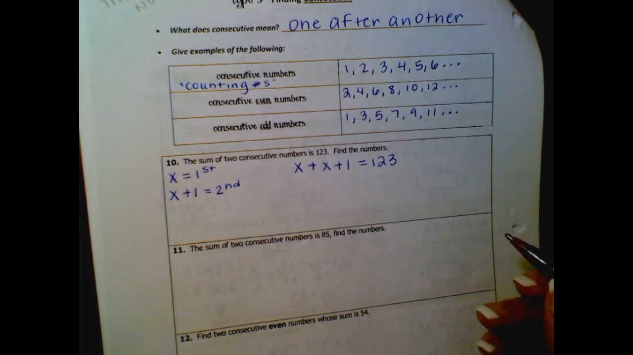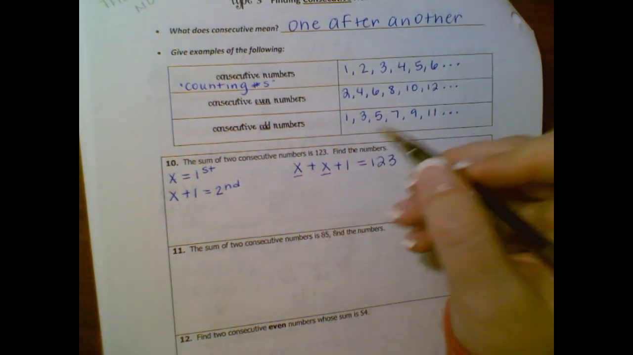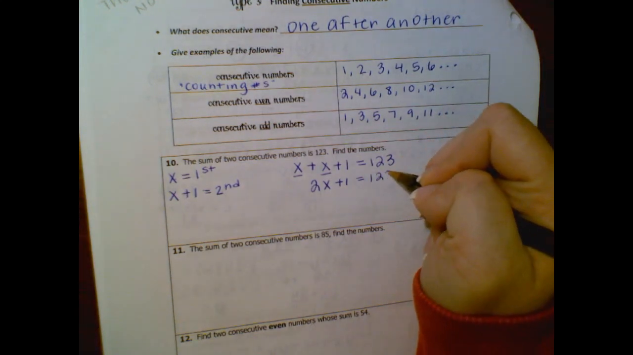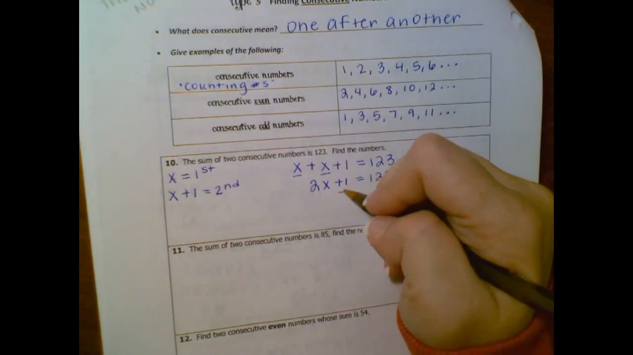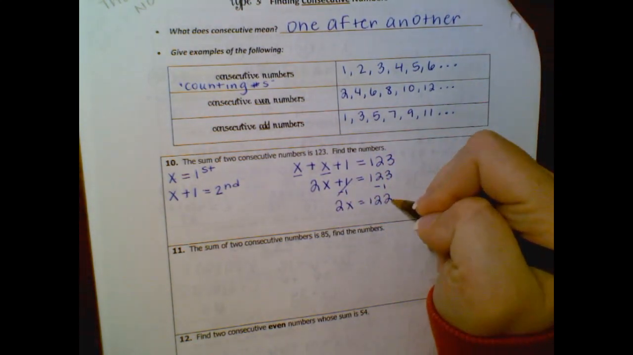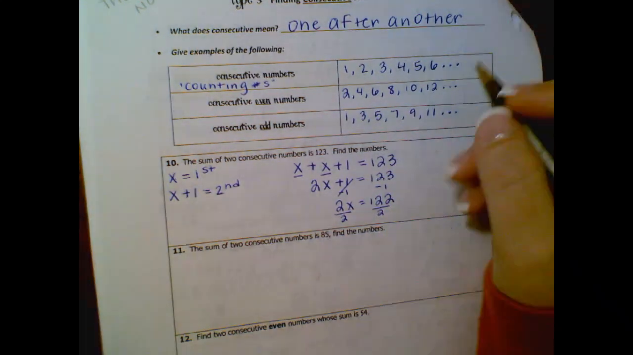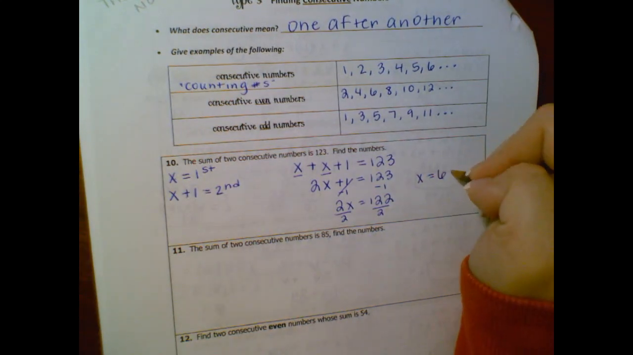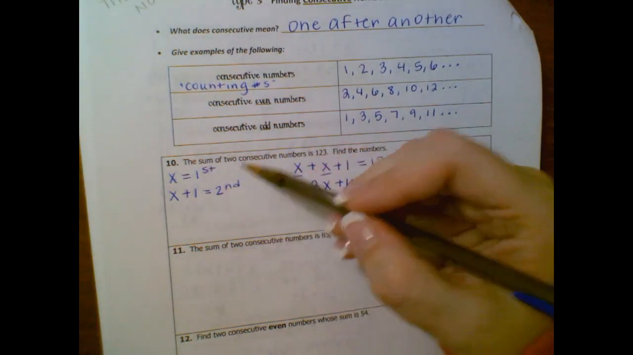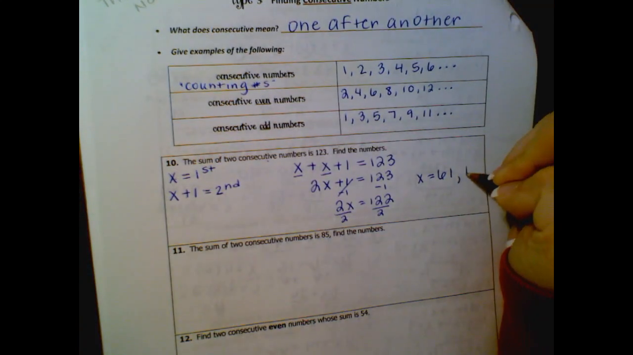Once you have the equation set up, same steps as we've done the past 2 days, we combine like terms. So I have an x plus an x gives me 2x plus 1 is 123. Subtract 1, so 2x equals 122. Divide by 2. So I get x is 61. So if x is 61, that's my first number. The next consecutive number after 61 would be 62.